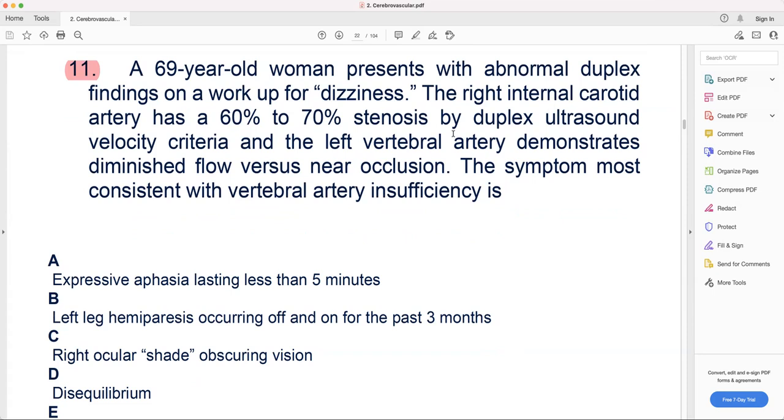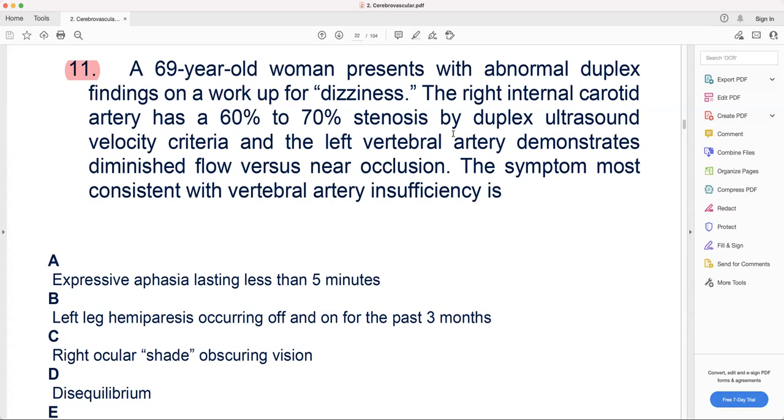A 69 years old woman presents with abnormal duplex findings on a workup for dizziness. The right internal carotid artery has 60 to 70% stenosis by duplex ultrasound velocity criteria, and the left vertebral artery demonstrates diminished flow versus near occlusion. The symptom most consistent with vertebral artery insufficiency is.